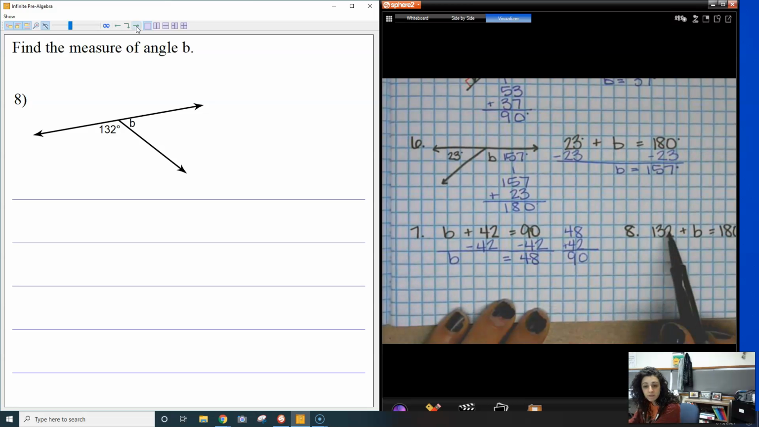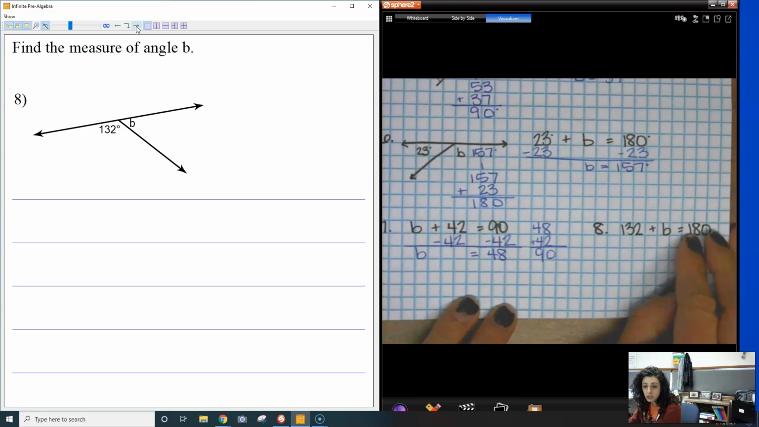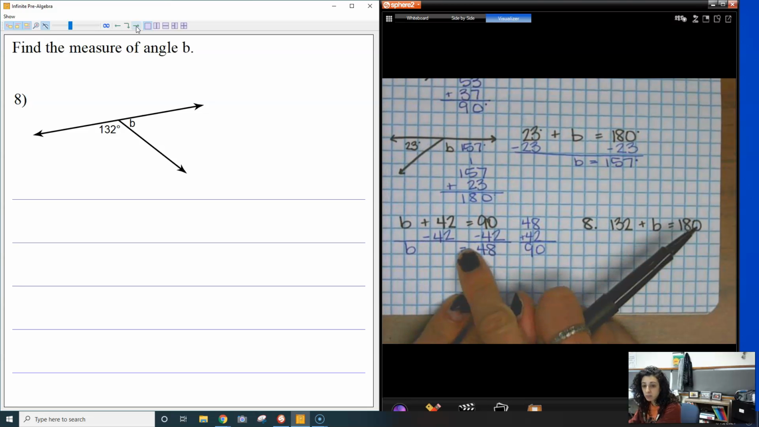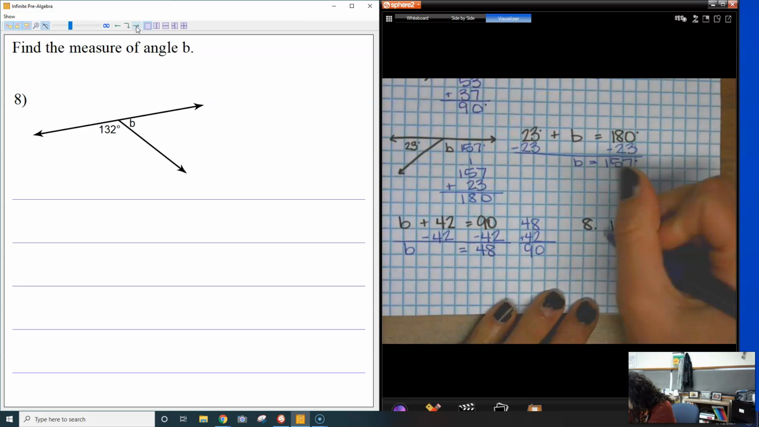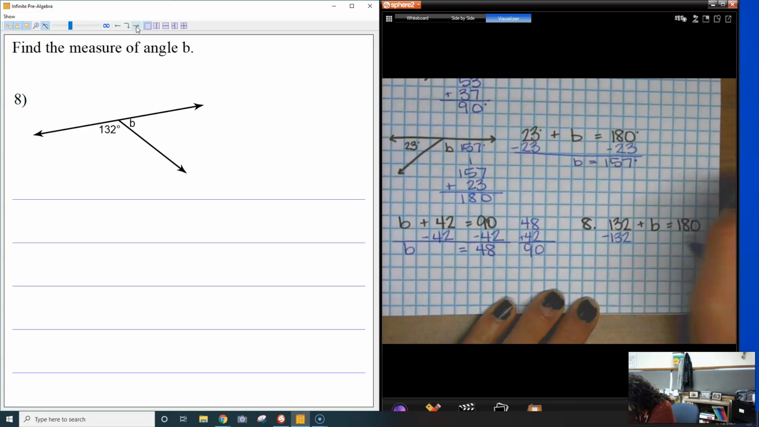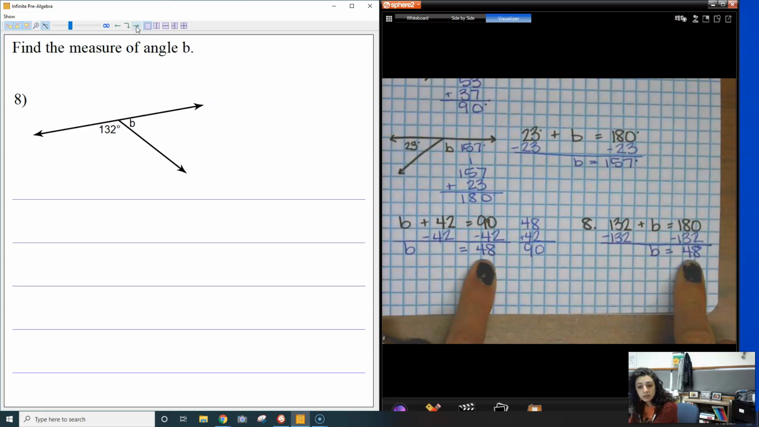It doesn't matter if the b is on the inside of the equation or if it's on the outside, like on number 7. If we want to isolate b, you just cover it and say, oh, 132 is next to it. I'm going to minus 132 from both sides. And I get b equals 48. Hey, this one was 48 as well.